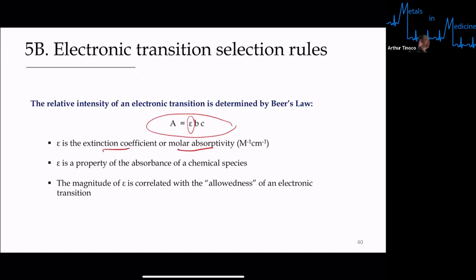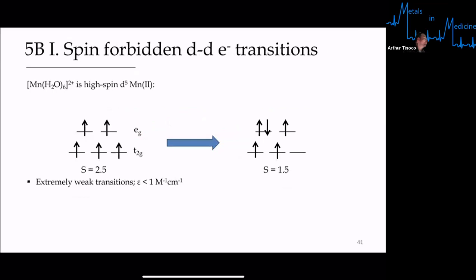The magnitude of this particular constant will allow us to understand if a transition is following these rules. So in very simple terms, it serves as a gauge of how allowed a particular transition is. This non-word, allowedness, I'm just using for the purposes of clarity, of whether or not you're following these particular rules. All right, so let's look at one example.